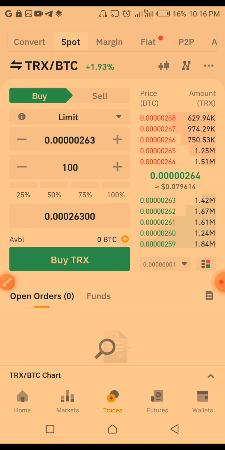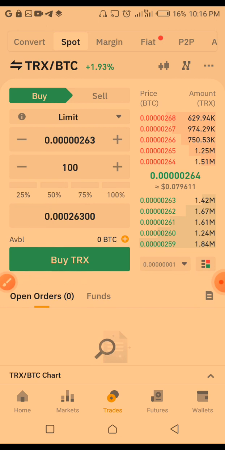I don't want us to be mystified on this particular space, so I don't want us to get it twisted. So this price here is 0.0264.